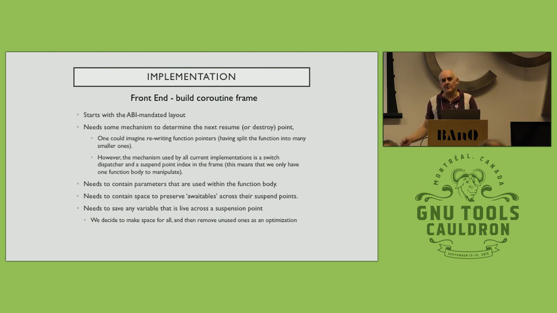We need to contain any parameters which are used within the coroutine body. We need to preserve the awaitables across their suspend points. We know all these things at this point. And we need to preserve any variable which is live across the suspend point. In order to make best use of the Gimplifier and what it currently does, the mechanism that I've used is to hide the early return, the special return, by means of an internal function. And then we save all the local variables into the frame. That means that in the middle end, it just looks like regular code. Therefore, if the compiler doesn't save something back to the frame that needs to be saved, that's just a regular bug. It's not a coroutine special bug.